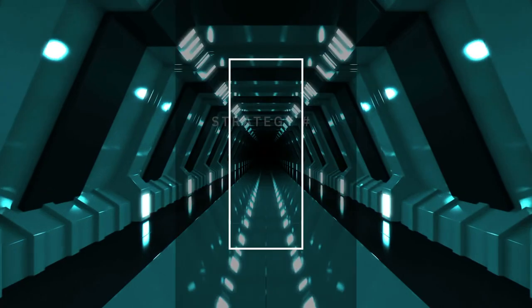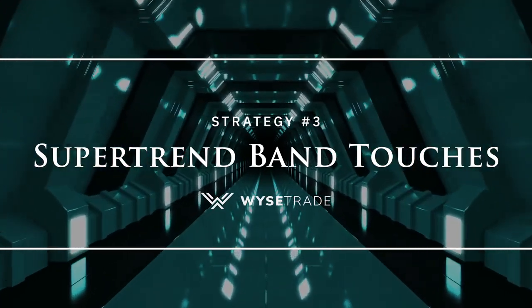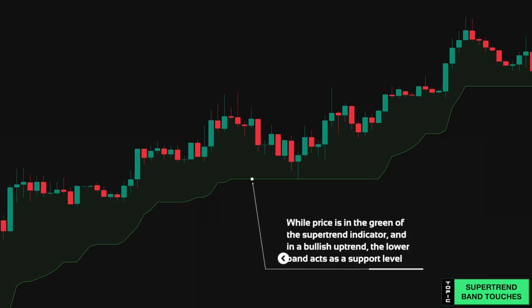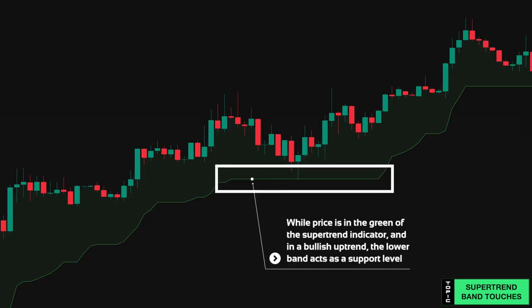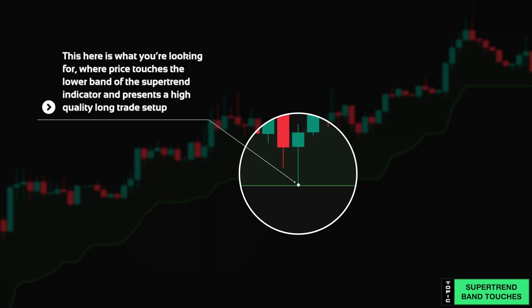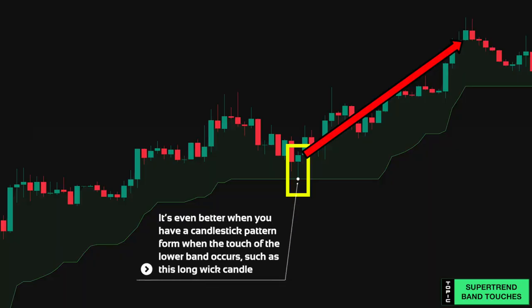Let's now get into super trend band touches. While price is in the green of the super trend indicator and in a bullish uptrend, the lower band acts as a support level. This here is what you're looking for, where price touches the lower band of the super trend indicator and presents a high quality long trade setup. It's even better when you have a candlestick pattern form when the touch of the lower band occurs, such as this long wick candle, going in the opposite direction.